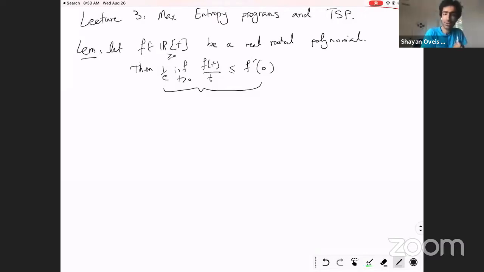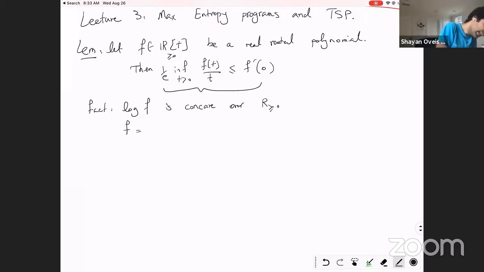The main idea is to use log concavity of f. So here is the fact that log of f is concave over non-negative reals. And the reason to see that is the following. Because f is a real rooted polynomial, I can write f as a product of (t plus alpha_i)'s, where the alpha_i's are non-negative. Why is that the case? Here, I'm crucially using that f has non-negative coefficients.